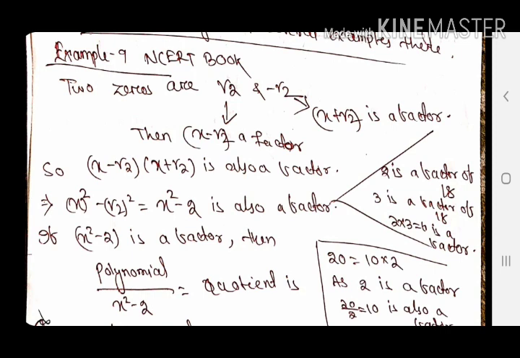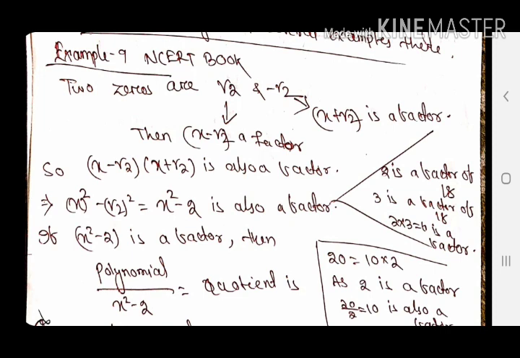If a is a zero, then x minus a is a factor. So if root 2 is a zero, then x minus root 2 is a factor. Definitely if minus root 2 is a zero, then its opposite, x plus root 2, is a factor. So clear? Now you got two factors of the polynomial. I have not written the polynomial here, it is in the book. You can check the example from your book. So here one factor is x minus root 2 and another factor is x plus root 2.